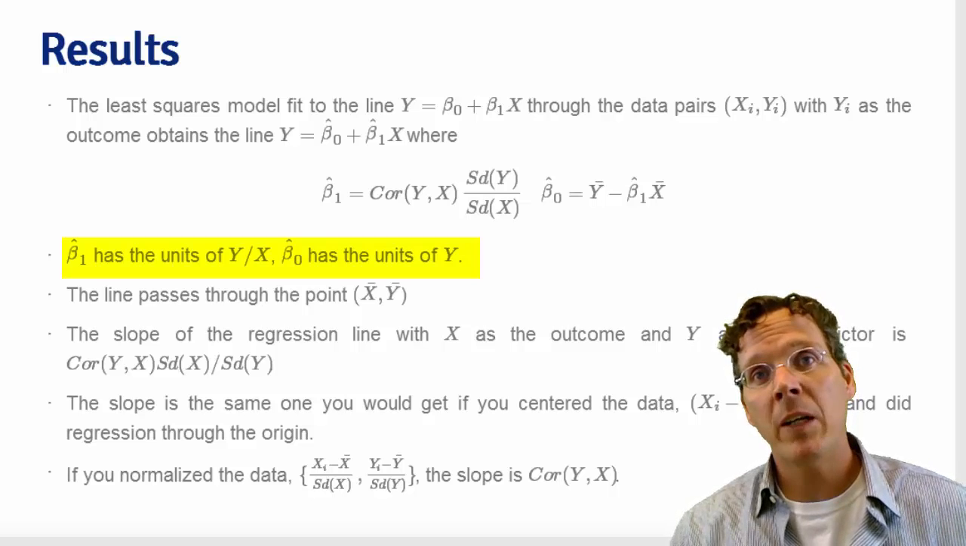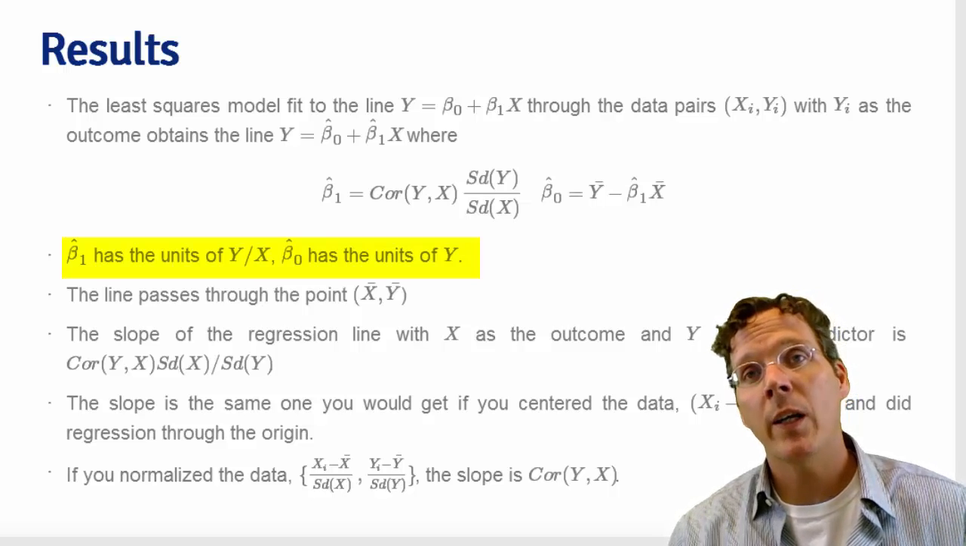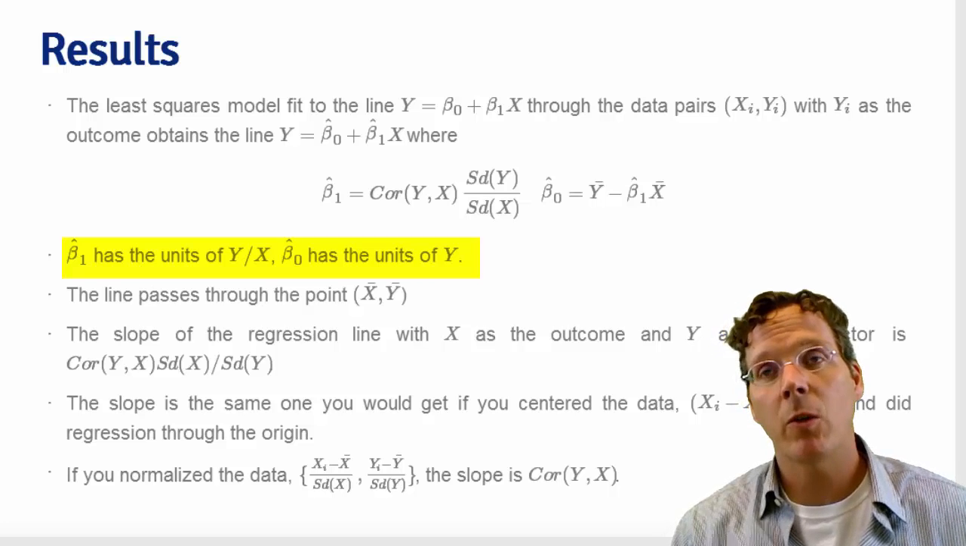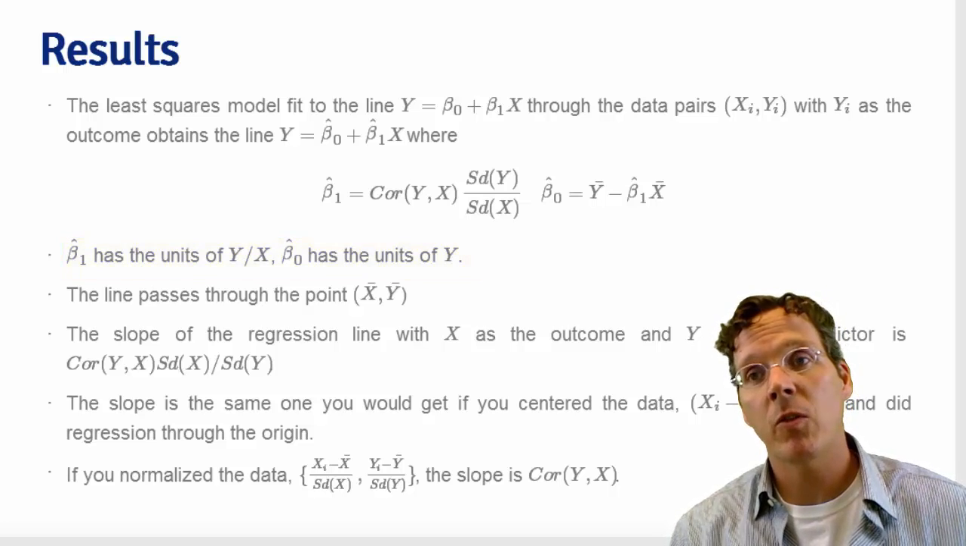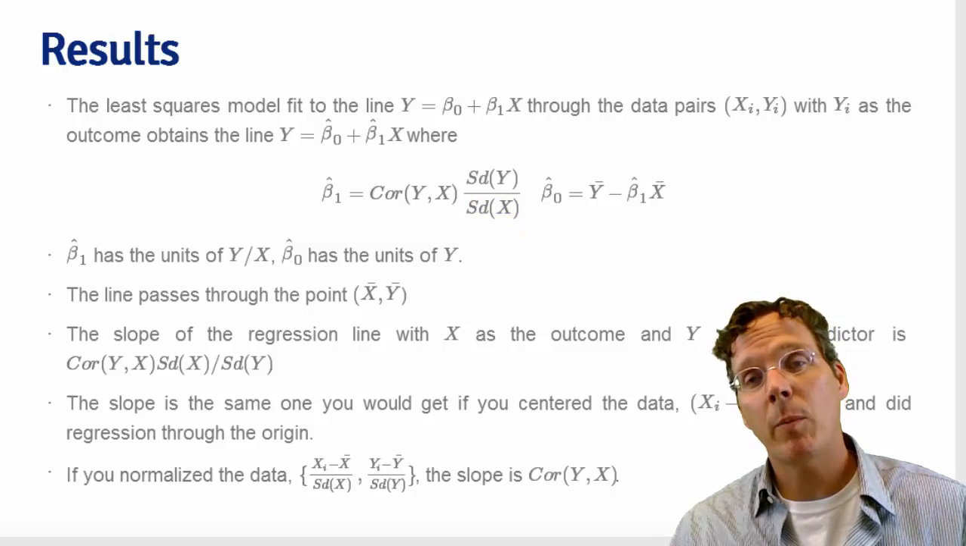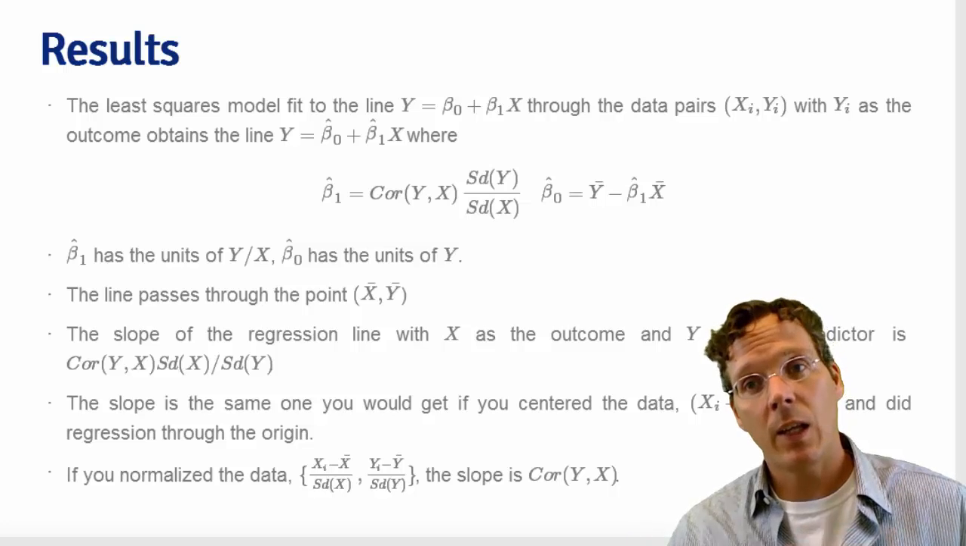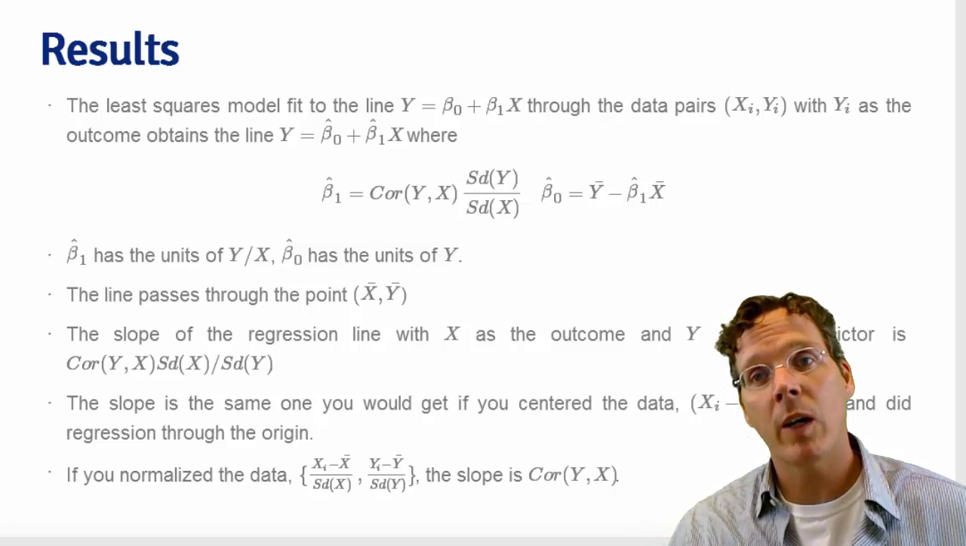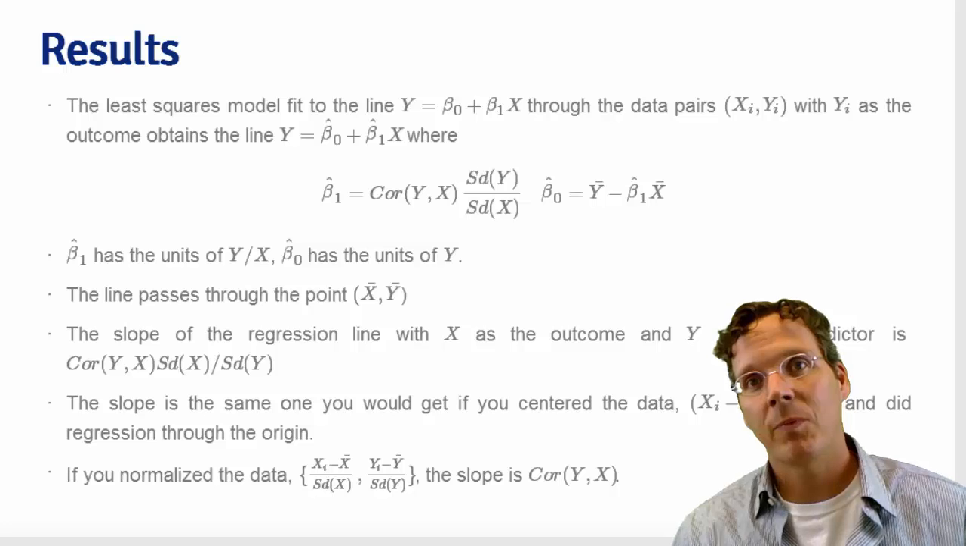First of all, beta 1 hat has the units of y divided by the units of x. That's its units. We can see this because the correlation is a unitless quantity. Standard deviation of y has the units of y, and standard deviation of x has the units of x. Because the slope of a line is change in y divided by change in x, it has to have units of y divided by units of x.